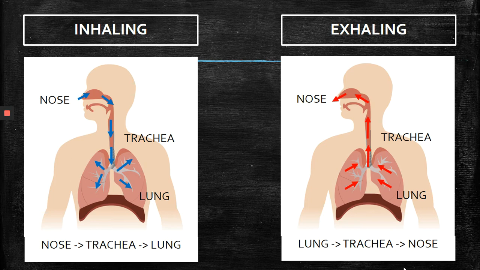For the inhaling process, remember it always starts with the nose. The blue arrow represents oxygen gas. Start from the nose, it goes down to the trachea and then to the lung. For exhaling, we use red color to represent carbon dioxide gas that is taken out from the lung, goes out to the trachea, and then is removed through the nose.